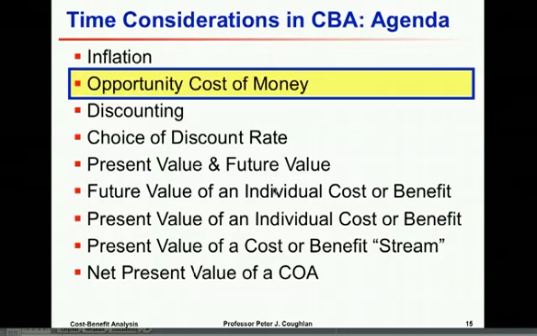So the next topic. Inflation is actually, as we mentioned, only one of the two key reasons that we say that $1 in the future is less than $1 today. The second reason is the opportunity cost of money, which leads to the idea of discounting. So really, the next 3 bullets, in some sense, are about the opportunity cost of money.